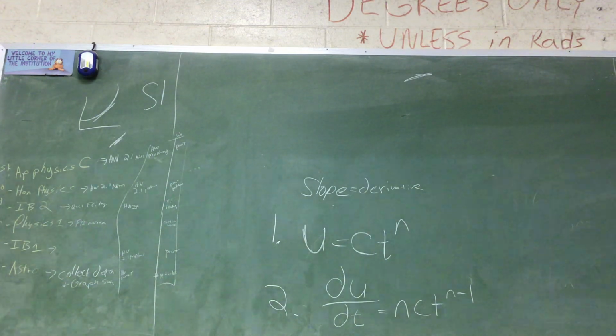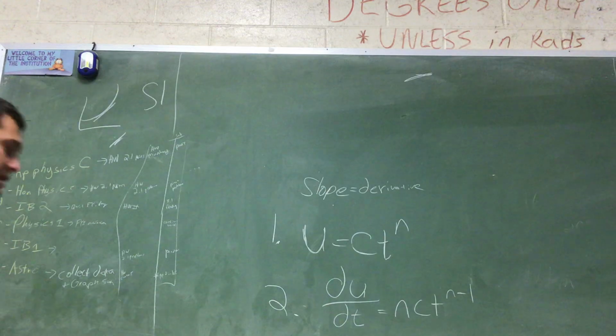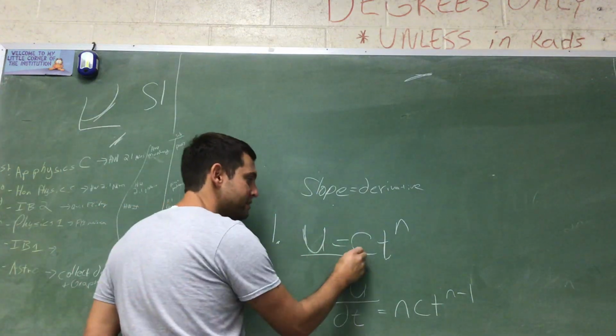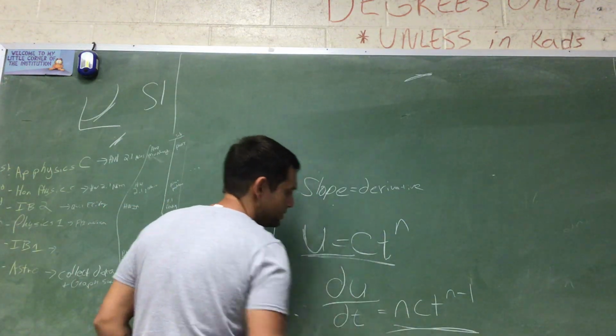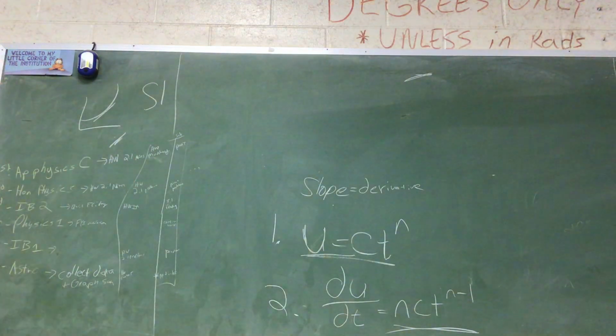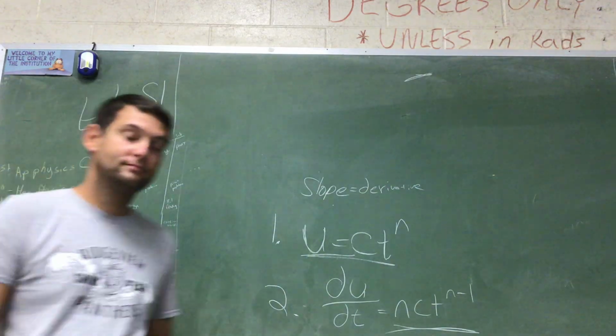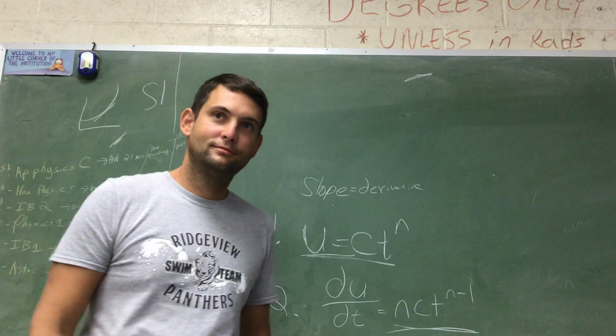So u equals c t to the n. So we can identify the pattern. The pattern to go from equation 1 to equation 2. You have u on the left, the c on the right.